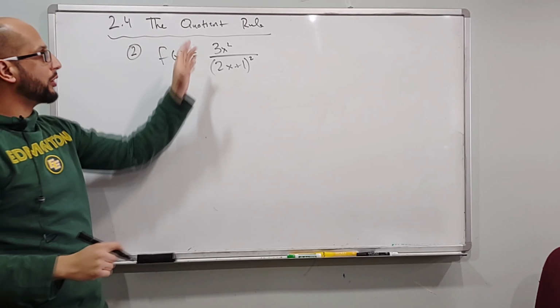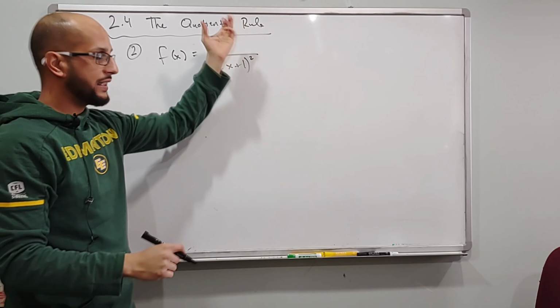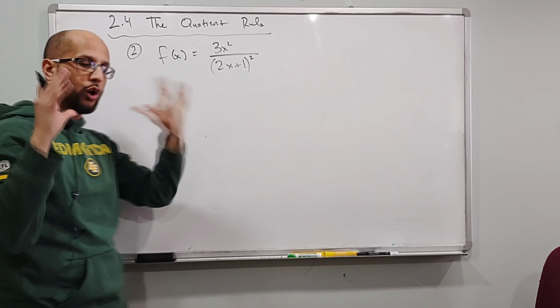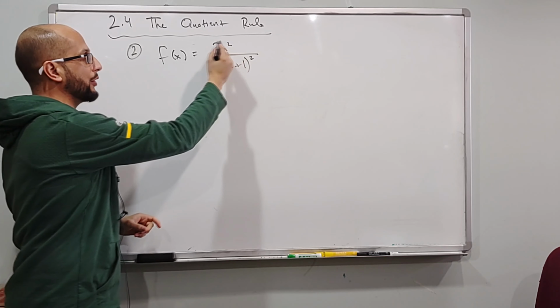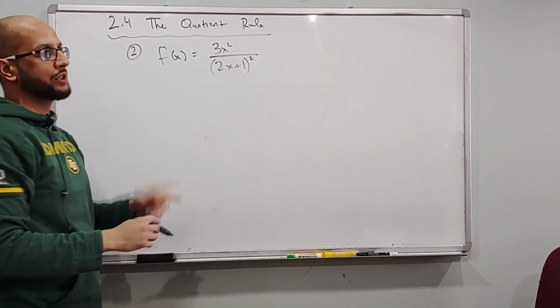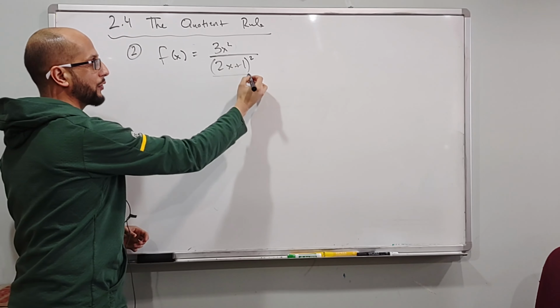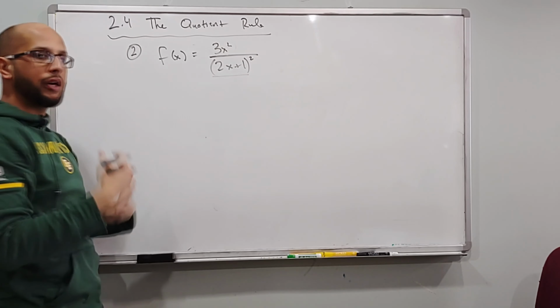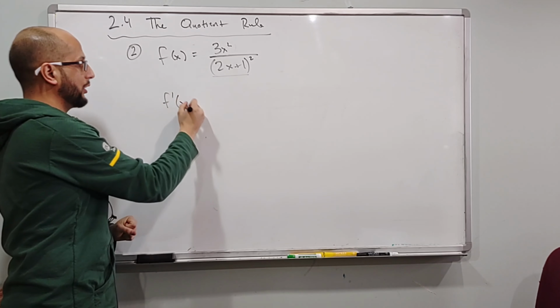So now we have 3x squared over 2x plus 1 all squared. Again, it is still a rational function, so the overall picture is going to be quotient rule. I know when I find the derivative of this function, I'm going to have to use the power rule. And when I find the derivative of the denominator, I'm going to have to use the power of a function rule as well as the power rule. So let's find the derivative.